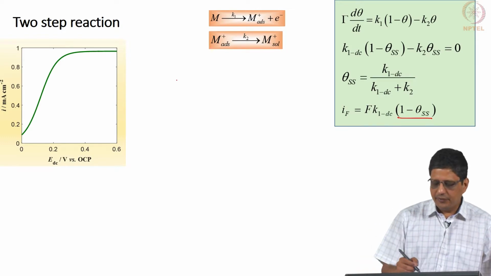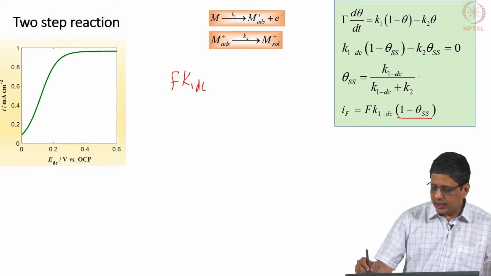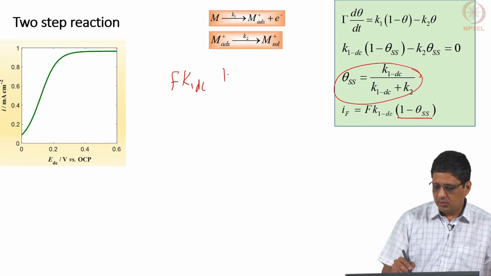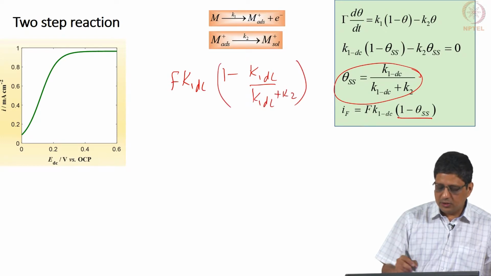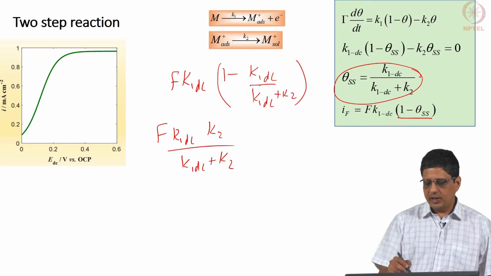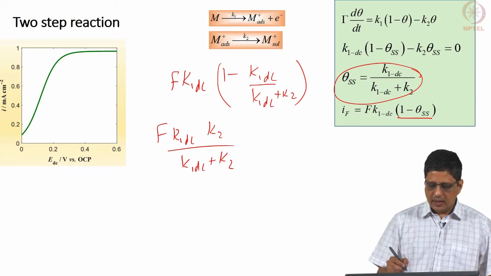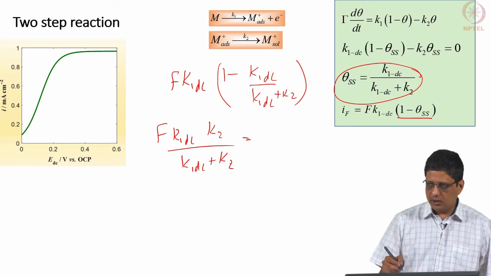And this expression, F K1 DC (1 minus theta), you can calculate from this. This is going to give you F K1 DC K2 divided by K1 DC plus K2, correct. When I take this into the numerator and do the algebra, I can divide by K1 K2 on the numerator and denominator.